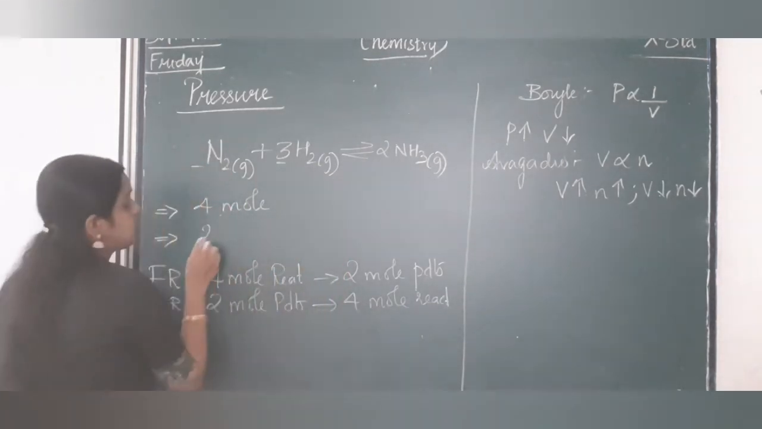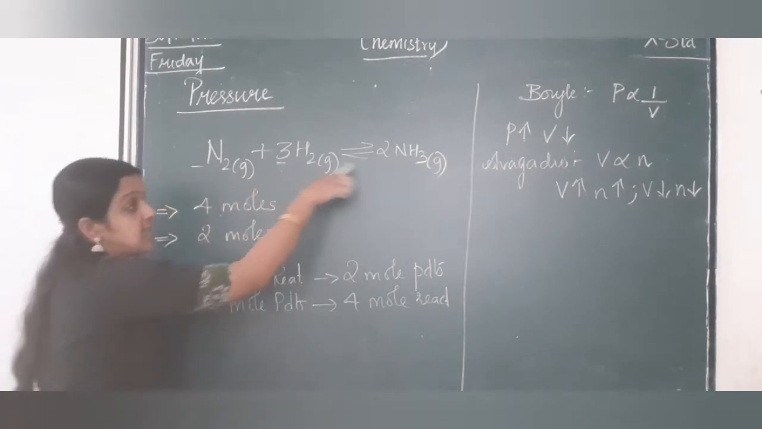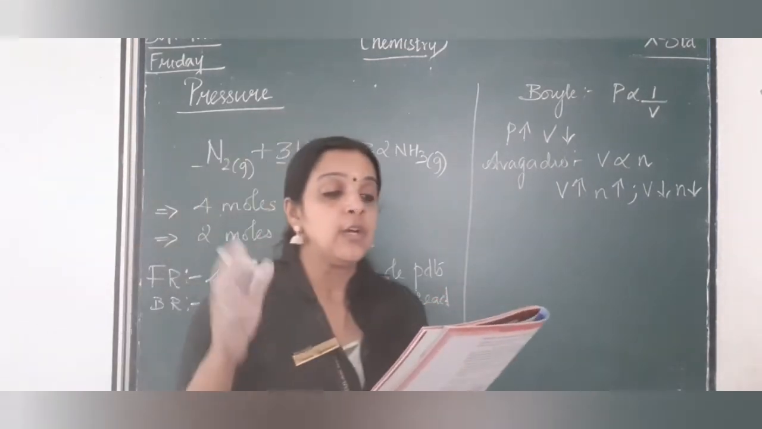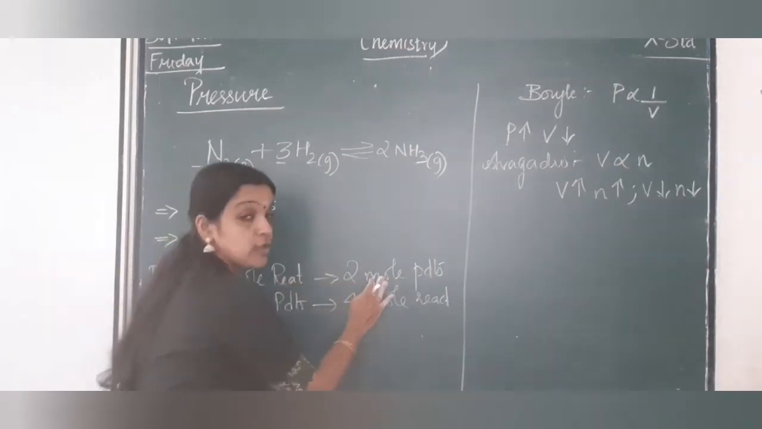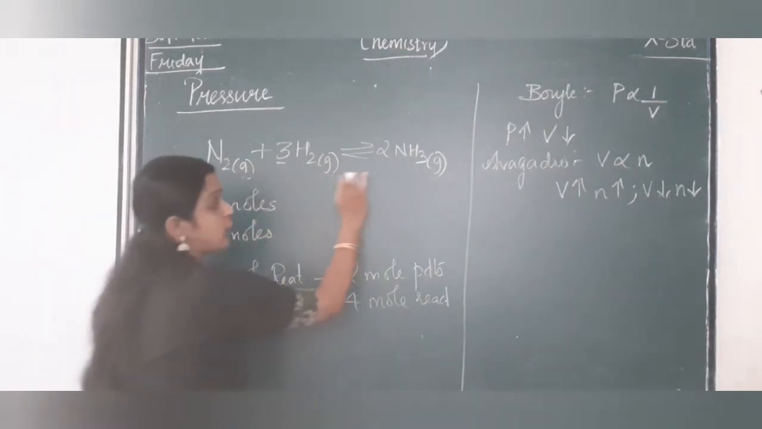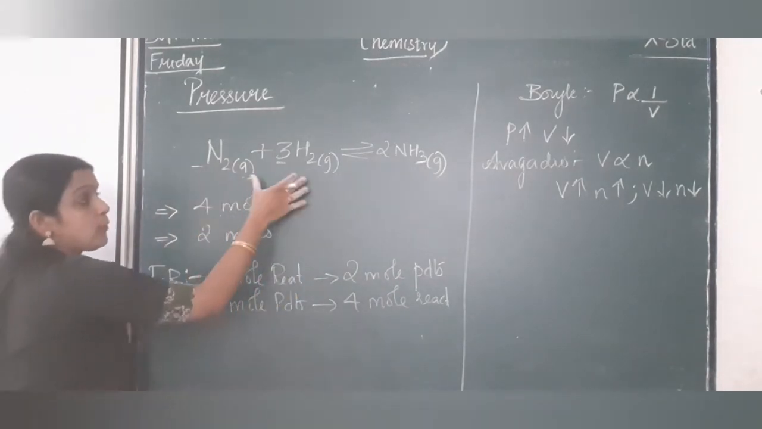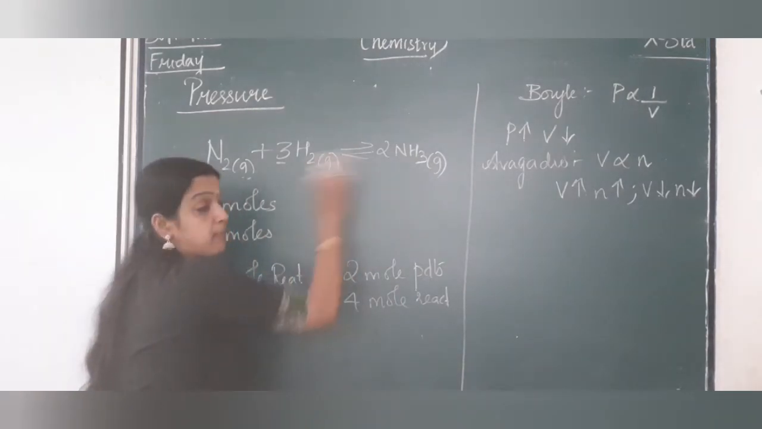Products, I have only 2 moles. So here I have 4 moles of reactants, here 2 moles of products. So what is given here? 4 moles of reactant molecules react to give 2 moles of products. That is my forward reaction. In my forward reaction, 4 moles of reactant molecules react to give 2 moles of my product.